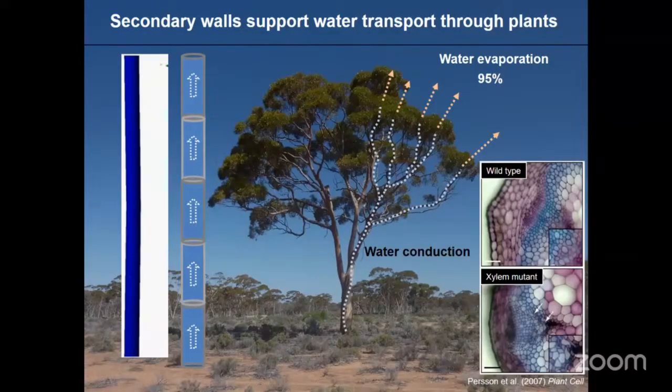And this is actually the case as well. So if you're mutating some essential cell wall components that are associated with secondary wall synthesis, you can see here that you're getting these collapsed cells as well, right? And this is due to this negative pressure that is generated.